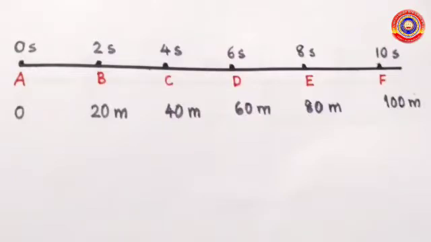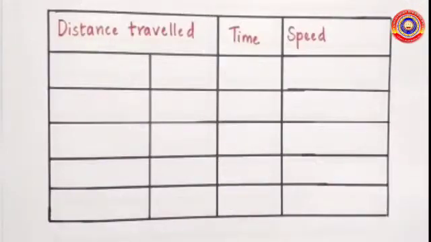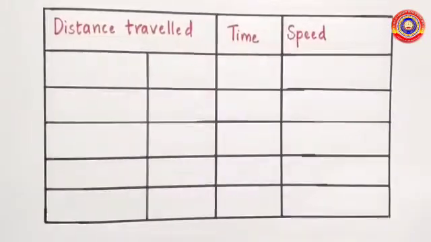That is, after the first 2 seconds, the car travelled 20 meters to reach B from A. Similarly, the car travelled the next 20 meters in 2 seconds to reach C from B. So the car travelled 20 meters in every 2 seconds and reached F in 10 seconds. Then, let's try to complete the table with the information. That is, you have to find the speed of the car in every 2 seconds.